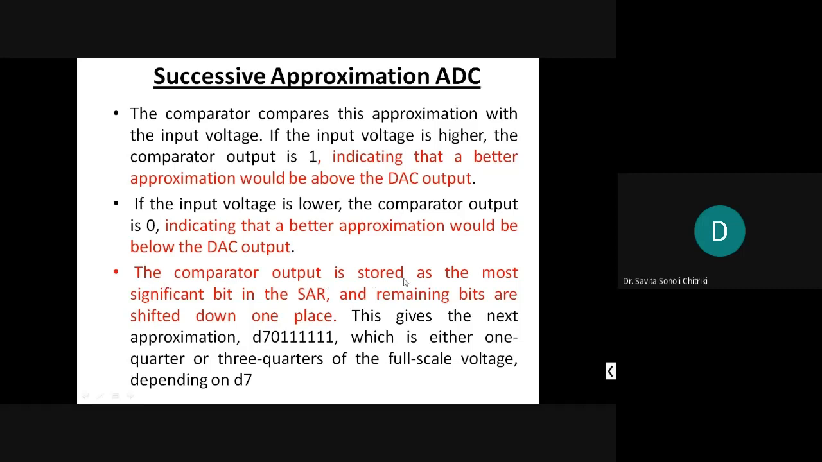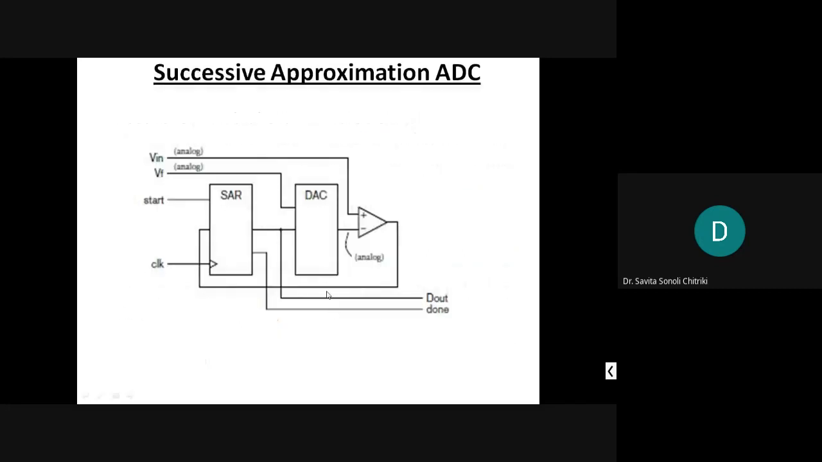The comparator output is stored as the most significant bit in the SAR, and the remaining bits are shifted down one place. They shift one after another. So this gives the next approximation, that is D7. The rest remain as they are, 0 1 1 1. So whatever the generated value is, it is there.